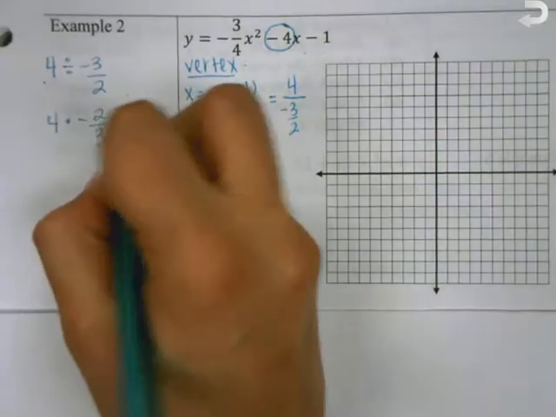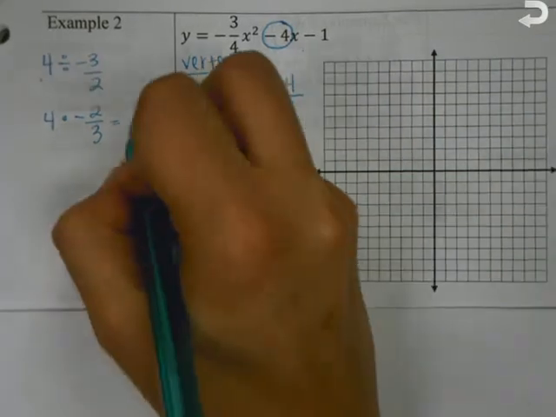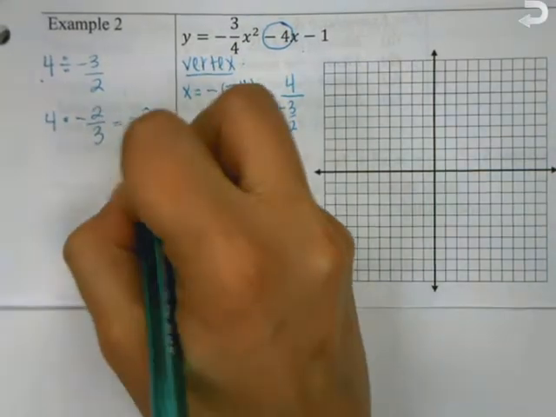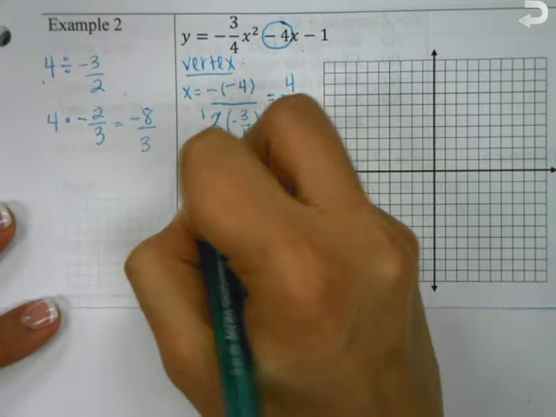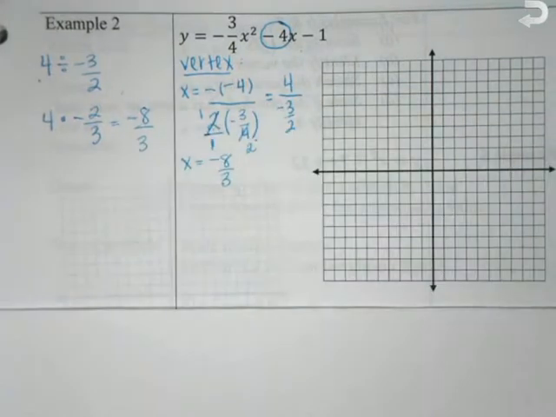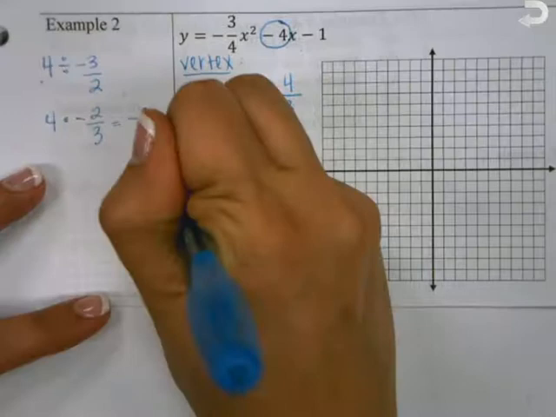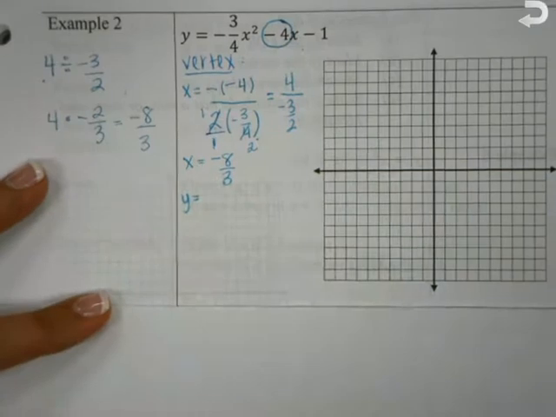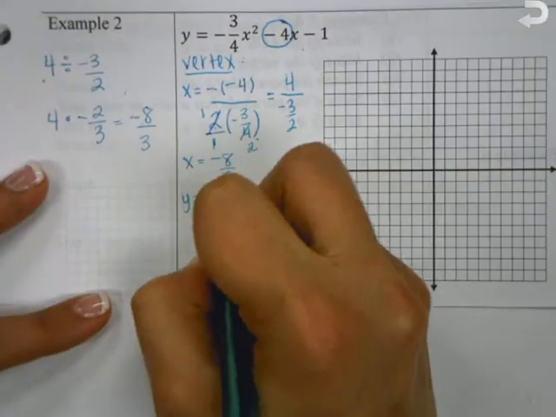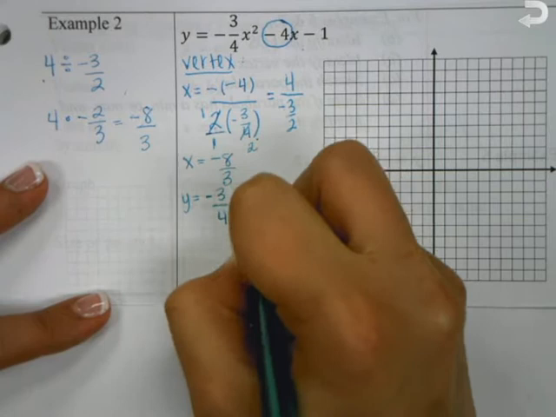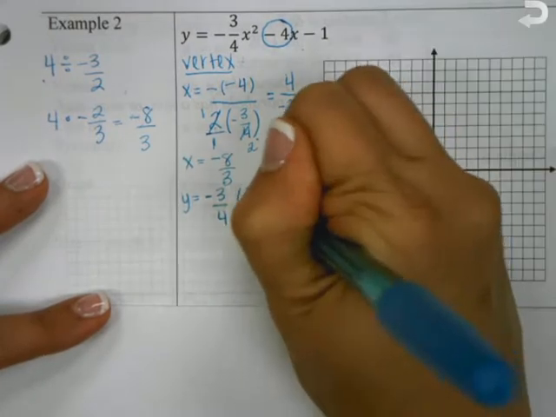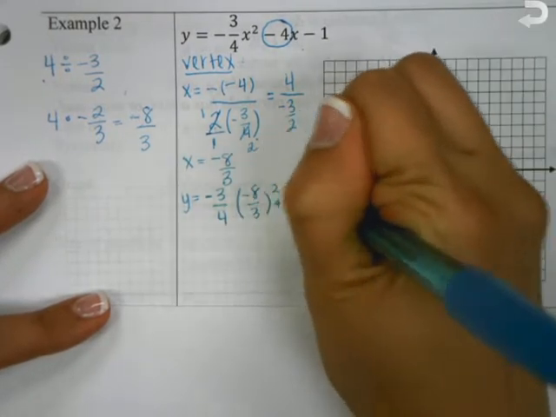We can have a fraction as part of our vertex. It is acceptable. So what do I do next? Plug it back in. So y equals -3/4 times -8/3 squared, minus 4 times -8/3 minus 1. Minus 4. I started writing a plus.